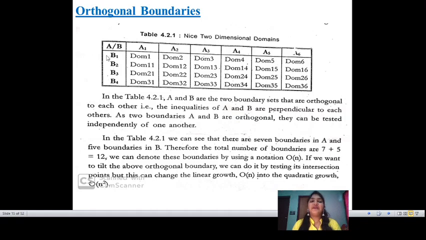And 5 boundaries: B, B1, B2, B3, B4. So that is nothing but 7 boundaries plus 5 boundaries, which is 12 boundaries. We can denote these boundaries by using big O notation, defining it up to the above orthogonal boundary.